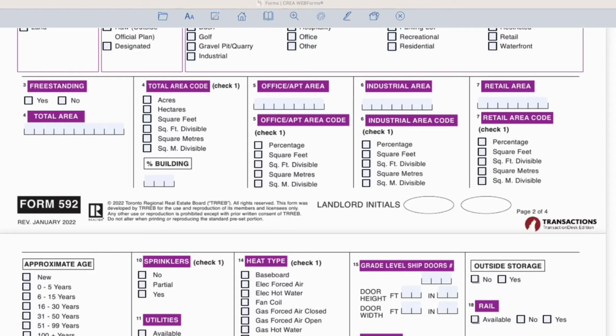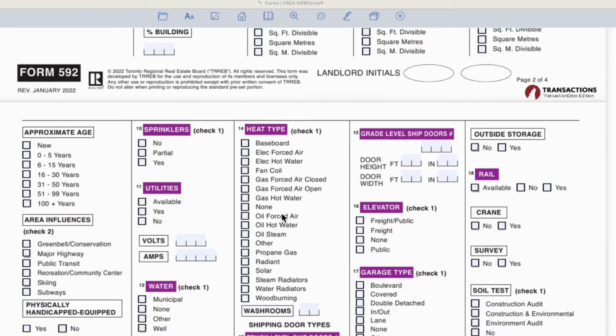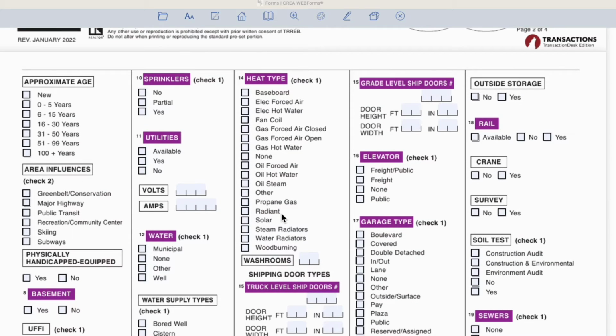Okay, great. So then we would skip down to whether it's a freestanding, which we spoke about yesterday, and total area, and total area code, whether it's square feet, which in this case that would be, yes, and then retail area down at the end as well, and retail area code, which would be square feet. Get everything initialed at the bottom. Correct.